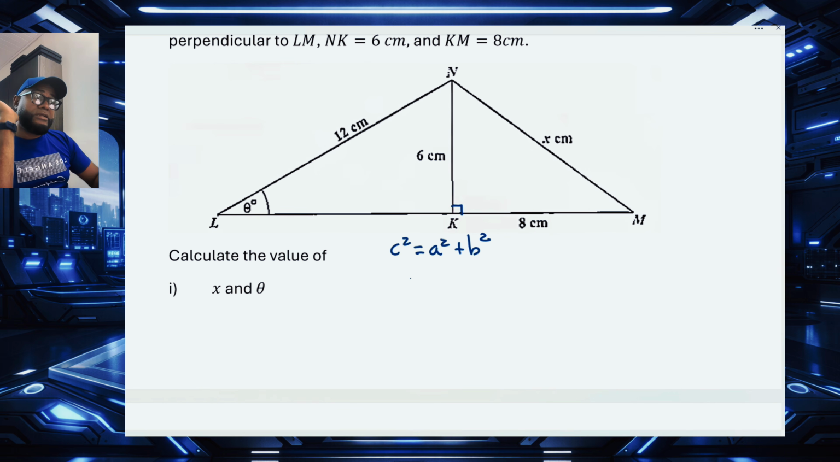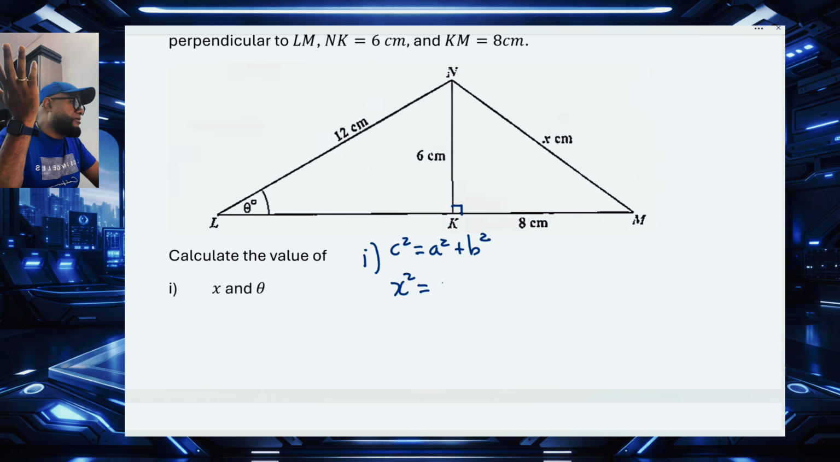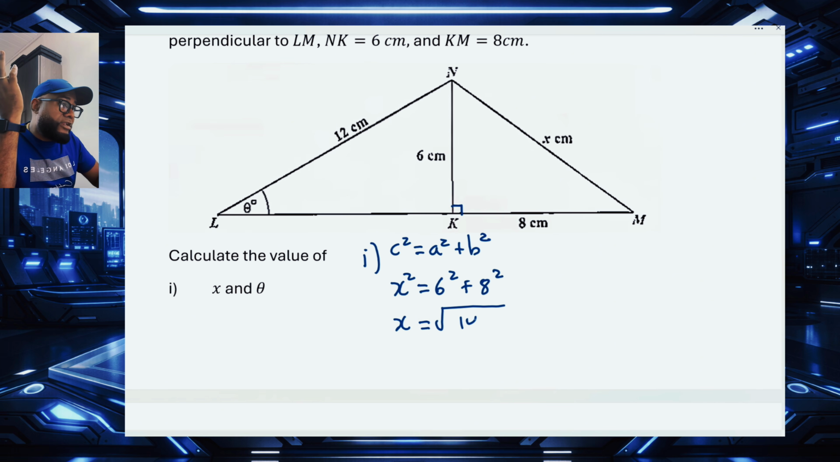So let me work it like this. If I want to find X, this is part 1. Instead of C, what do I put? What is the hypotenuse here? That's why I don't want to let it stick on the A. So X squared is equal to A and B, in this case, 6 or 8, it doesn't matter the order I put it. 6 squared plus 8 squared. X would be equal to the square root of what? 6 sixes are 36 plus 8 eights are 64. 36 plus 64 is 100, so the square root of 100, which is 10 centimeters.